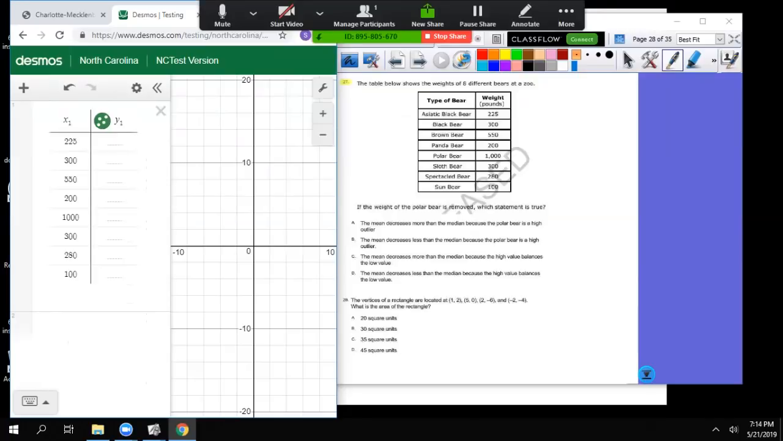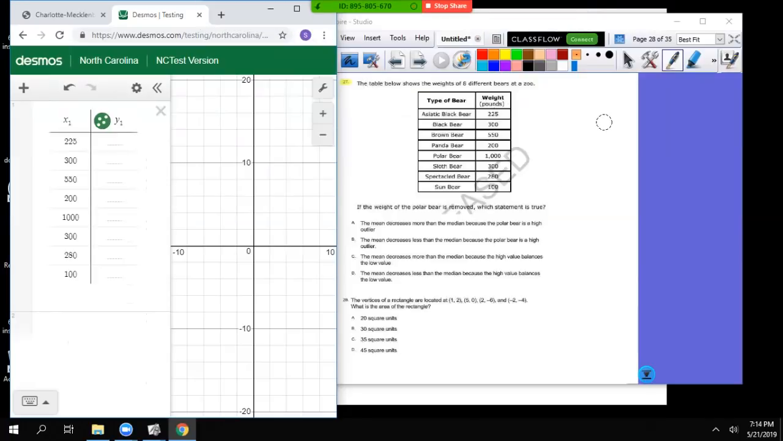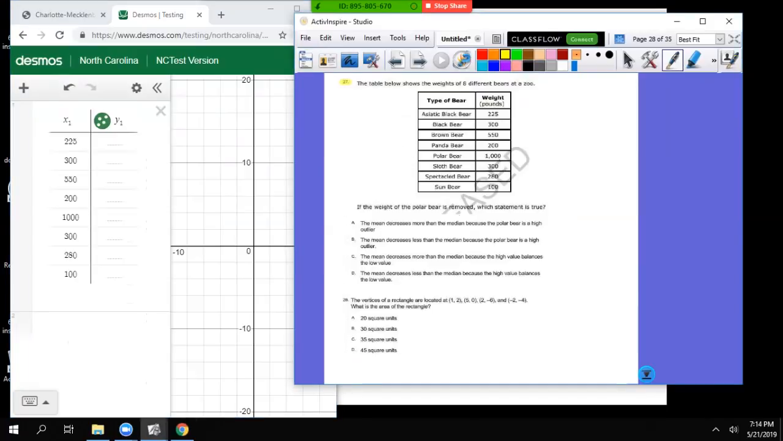Okay, so the next question that we're looking at is number 27. This is the table below shows the weights of 8 different bears at a zoo. If the weight of the polar bear is removed, which statement is true? Well, first I'm going to look for the polar bear. Here it is, right there. So I'm just going to highlight it so I know this is the one I'm looking at. And I want to figure out which of these statements is true.